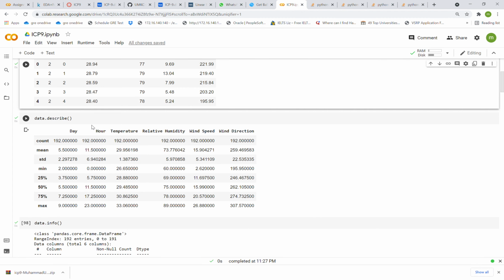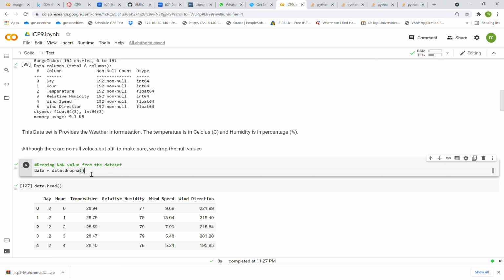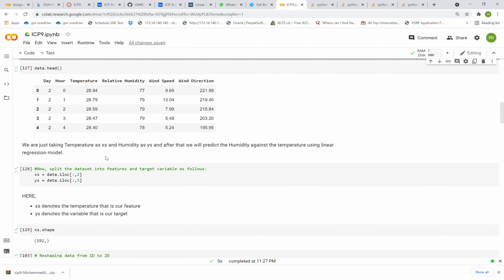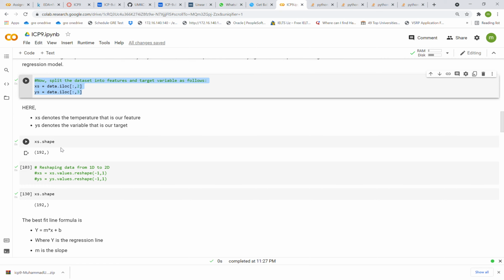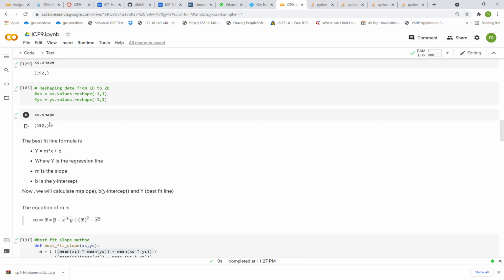So data.describe is just to see if there are any null values. Data.info does the same. What I am doing is dropping those null values here, and then splitting my data into x and y. So my x is the temperature column and my y is the relative humidity column. Their shape is given as 192 comma, and the x shape is also the same.